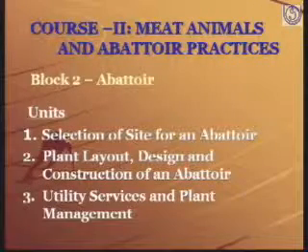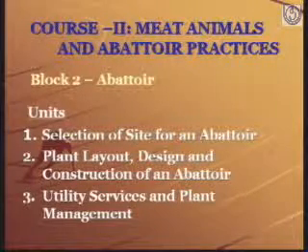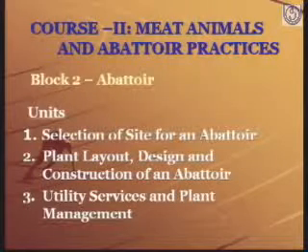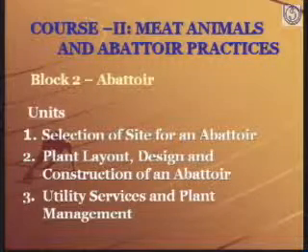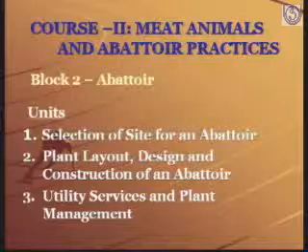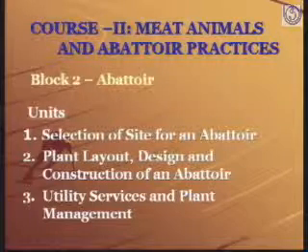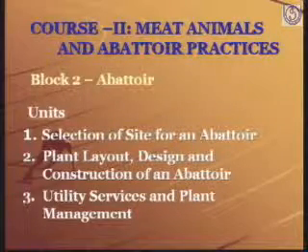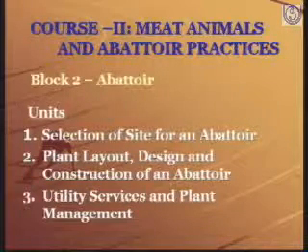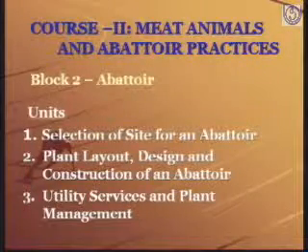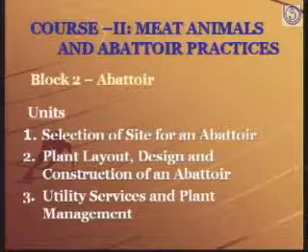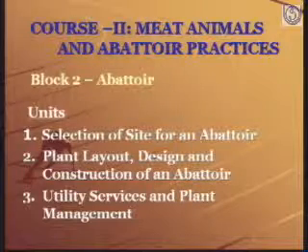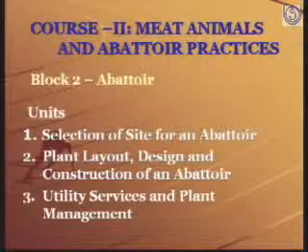First unit is about the selection of site for an abattoir. This is very important. Site selection is very important because one has to consider the religious sentiment of that area where he wants to establish the abattoir, because the religious sentiment of the people should not be hurt in any way, to keep peaceful communal harmony. For example, the slaughterhouse for pig should not be situated in a Muslim area, and the slaughterhouse for cattle or buffalo should not be established in a Hindu area.